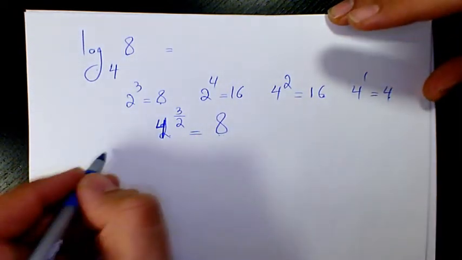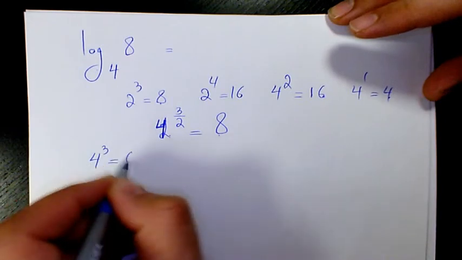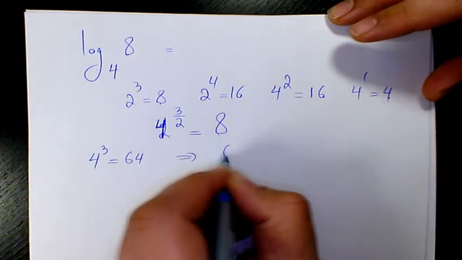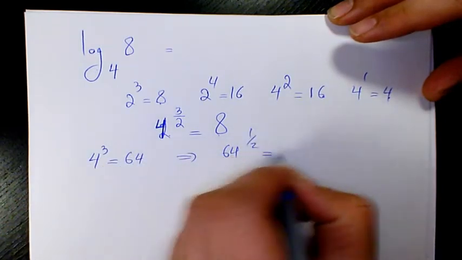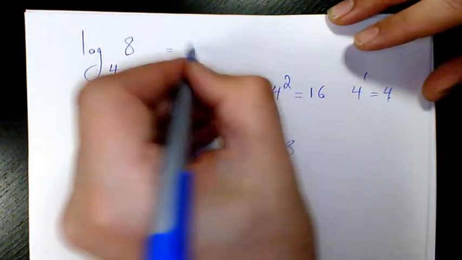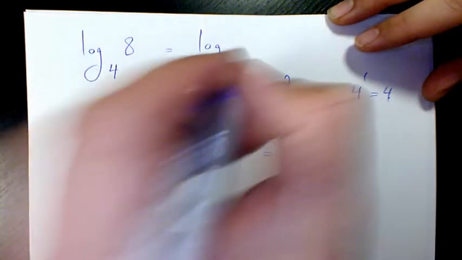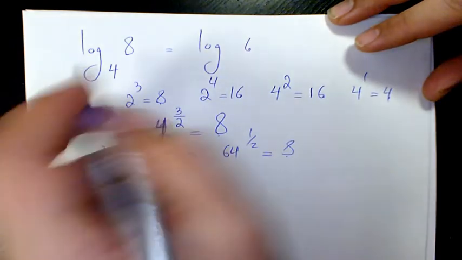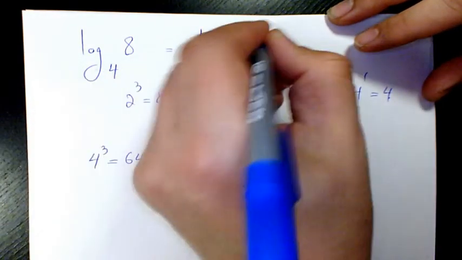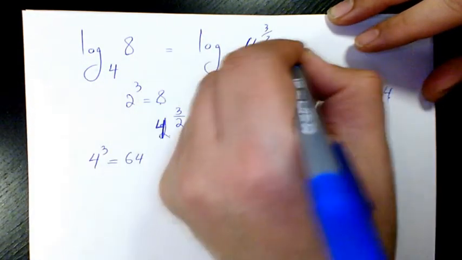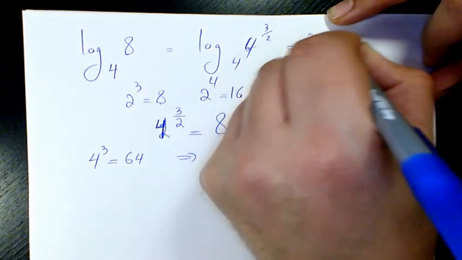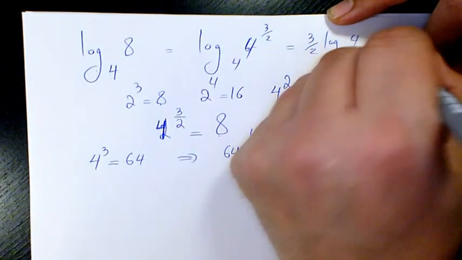Why? Because 4 to the power of 3 is 64, and 64 to the power of 1 over 2 is going to be 8. So we're going to say log 4 to the power of 3 over 2 base 4 is going to be 3 over 2 times log 4 base 4, which is going to be 3 over 2.